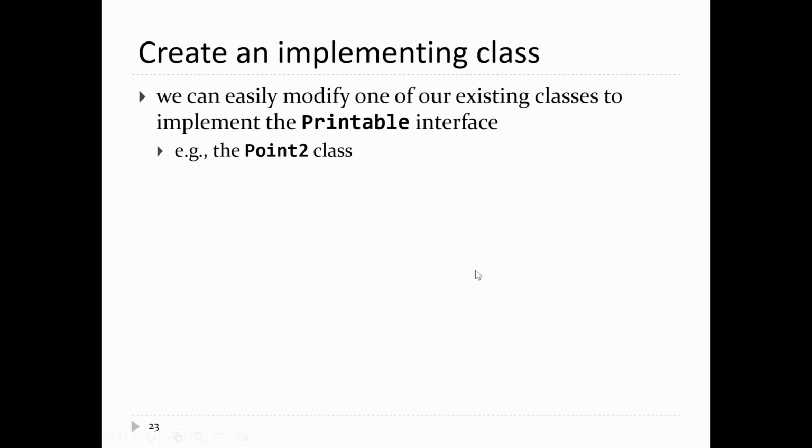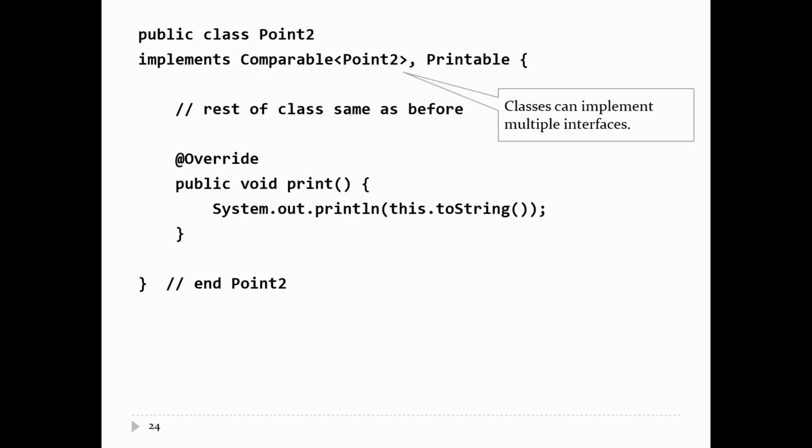For example, we can take one of our classes like Point2, and now we can have it implement the Printable interface. A class can implement more than one interface. Point2 currently implements Comparable. Now we want to implement Printable. So you just put a comma and then the next interface that you want to implement. In Java, a class can implement an arbitrary number of interfaces. There's no predefined limit. Well, there's no predefined unreasonable limit anyway.